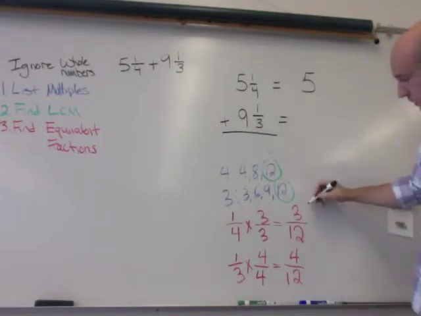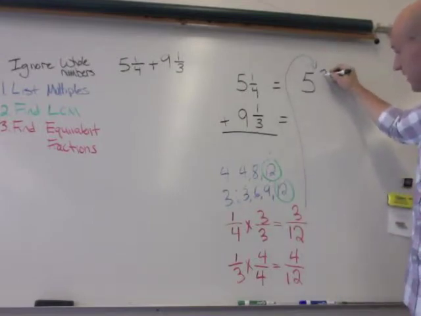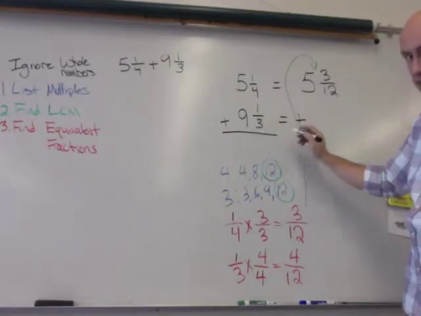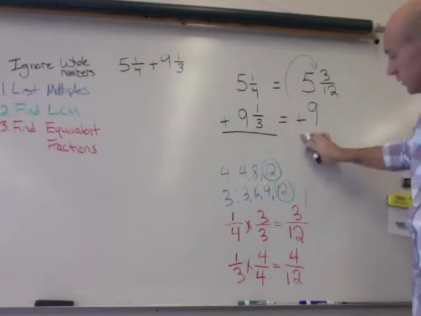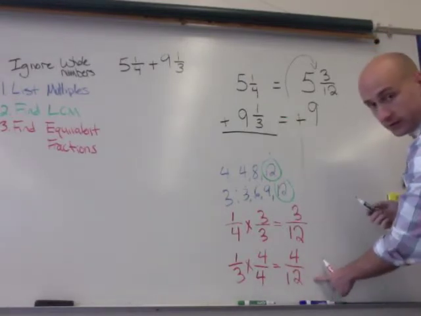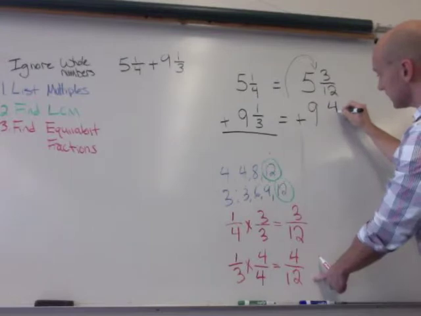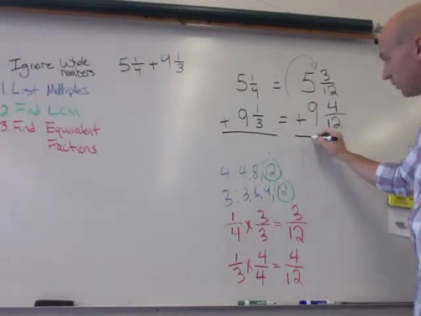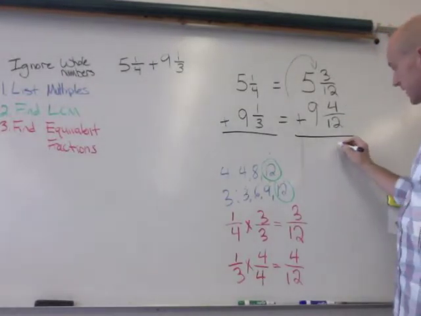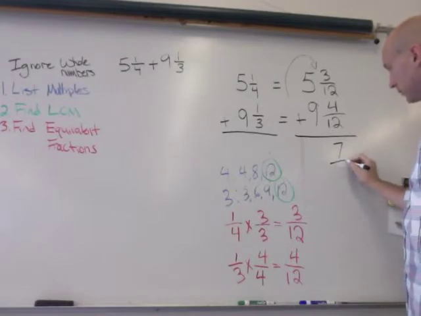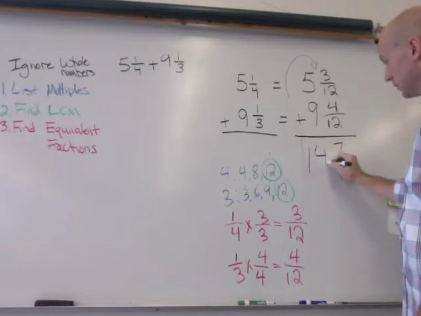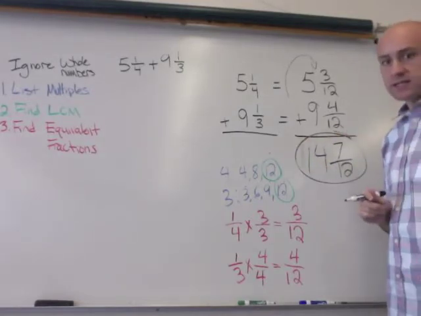But now we can bring this 3/12 up here. So we have 5 and 3/12. And we're going to add, our 9 stays the same, so we bring it over here. And then our fraction 1/3, it changed to 4/12. So I'm going to change it to 4/12. And now I can add my fractions because I have common denominators. So 3 plus 4 is 7. My denominator is 12. 5 plus 9 is 14. And this is my answer, 14 and 7/12.